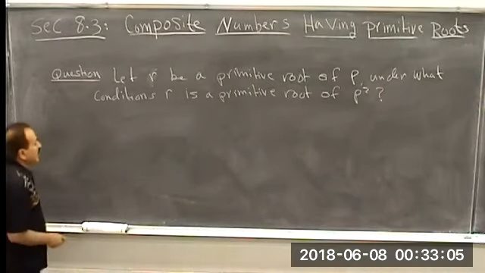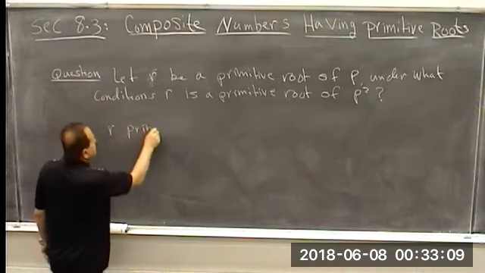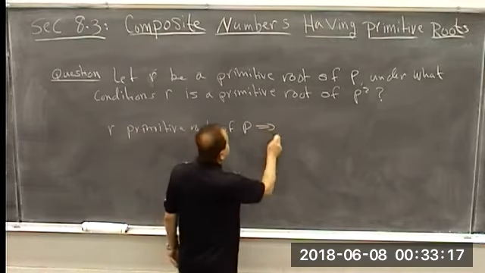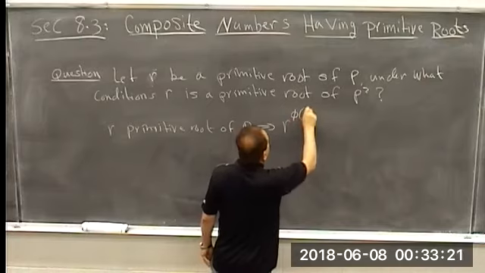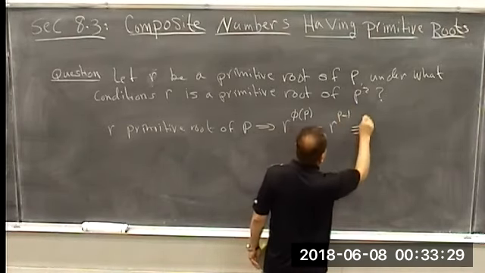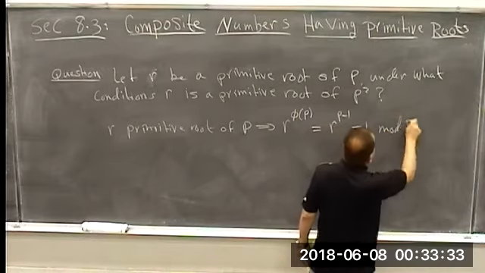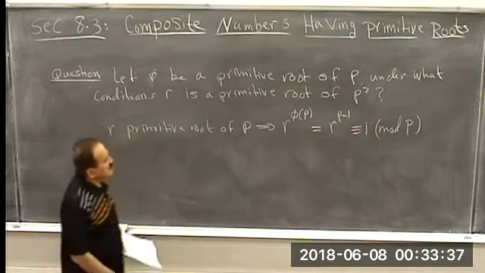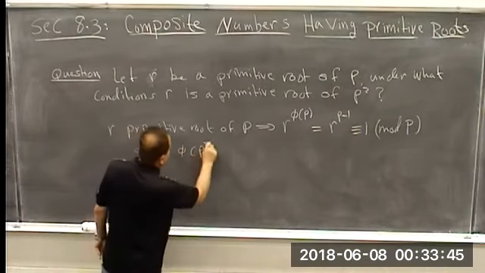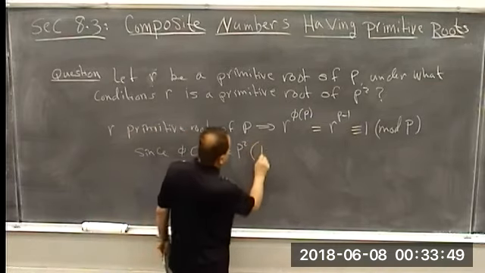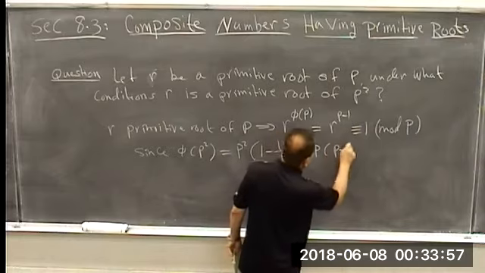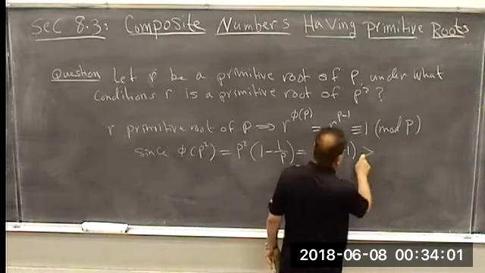All right. Well, R a primitive root of P implies that R to the phi of P, which is equal to P minus 1, is congruent to 1 mod P. And this is the smallest exponent to make this congruence relation hold. Now, since phi of P squared is equal to P squared times 1 minus 1 over P, if I simplify this, this becomes P times P minus 1. And this is definitely bigger than P minus 1.